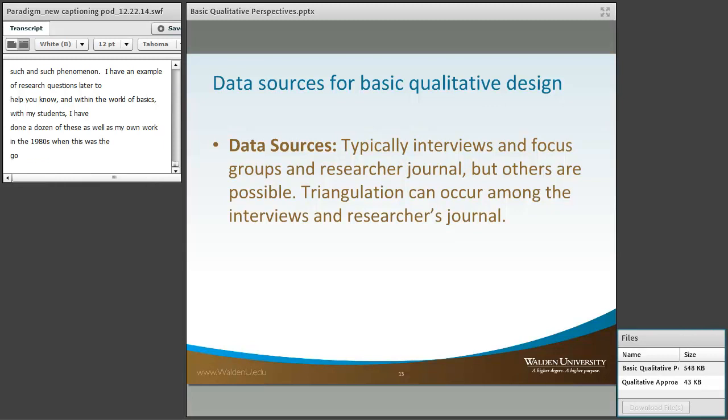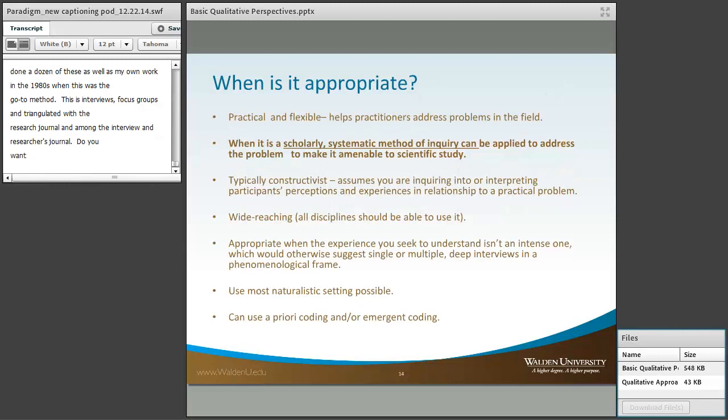It's typically interviews, maybe complemented with focus groups, and triangulated, often with the research journal and among the interviews, the researcher's journal. So, Susan, do you want to add anything about data or purpose? Nope, that's good. You're good.